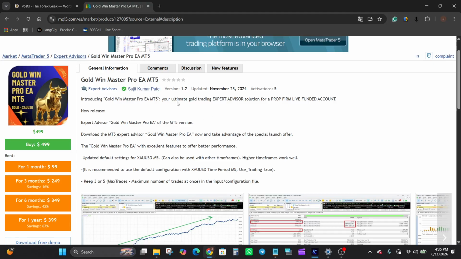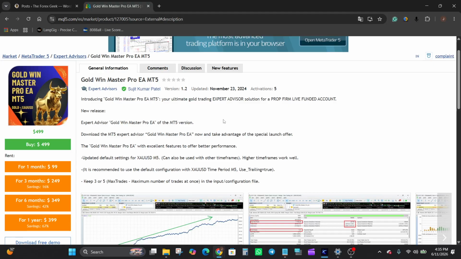All right, scrolling through, I can see that it is developed by Sujit Kumar Patel, and the latest version here is version 1.2, updated on November 23rd, 2024, with 5 activations available. So this gives me a quick idea of how recent the update is and how the licensing is structured.